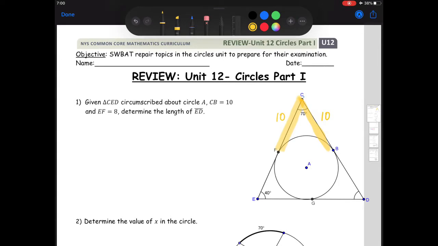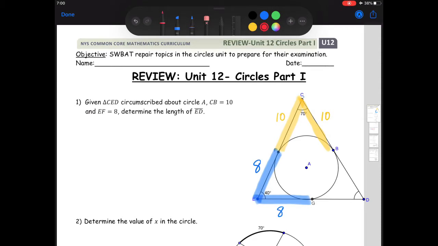It also says EF is 8. So my EF, which happens to be this, is 8. So if this is 8, what can I say? EG is also going to be 8, right? Because again, E is an exterior point and EF and EG are tangents to the circle. So they are congruent, right? I want to find ED. I want to find this length ED.